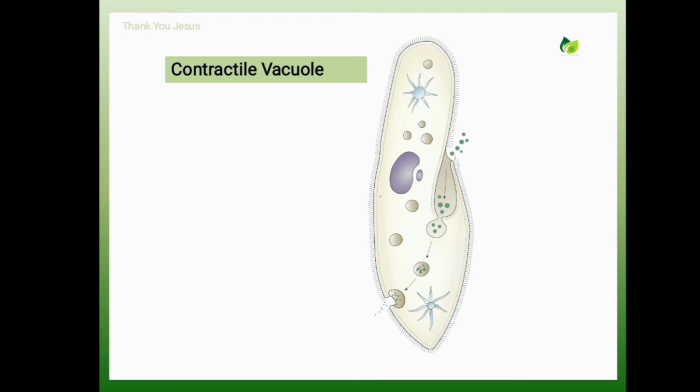So you can see the picture carefully. Where the water enters into the vacuole, it swells up. This process is called diastole. The swollen contractile vacuole comes in contact with the plasma membrane and collapses. The collapsing is called systole. This throws the vacuolar contents into the medium. It is nothing but osmoregulation and excretion.